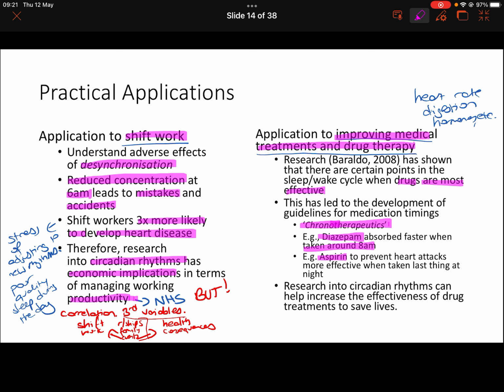Aspirin is prescribed to be taken at night. So typically heart attacks happen really early in the morning. And so if somebody takes aspirin last thing at night, it means that the blood is thinned overnight, therefore preventing heart attacks, which are likely to occur in the morning. So this means that research into circadian rhythms has really helped to increase the effectiveness of drug treatments and has helped to save lives. So not only is it really interesting, but it's having really strong and practical utility in the real world.